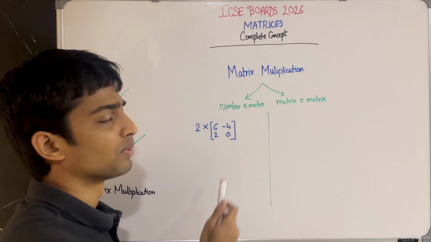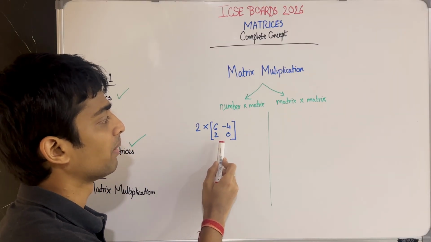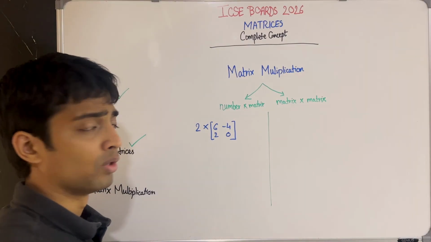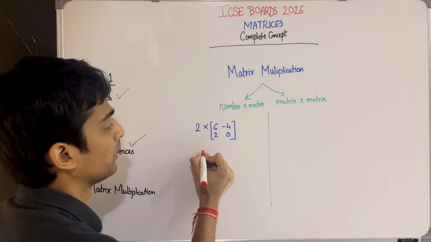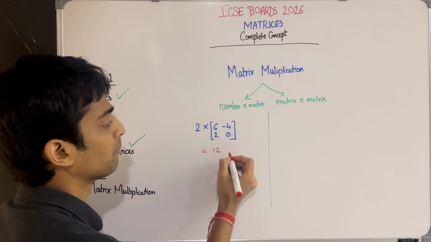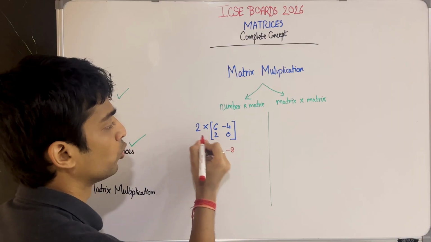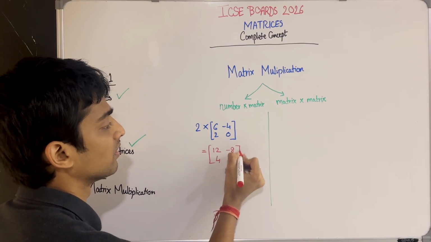Let's look at this one. This one is very easy. Number into matrix. We have 2 multiplied by this matrix over here. We simply just multiply 2 with every element inside. So we can write 2 multiplied by 6 is 12, 2 multiplied by minus 4 is minus 8, 2 multiplied by 2 is 4, 2 multiplied by 0 is 0. So this is our answer here.